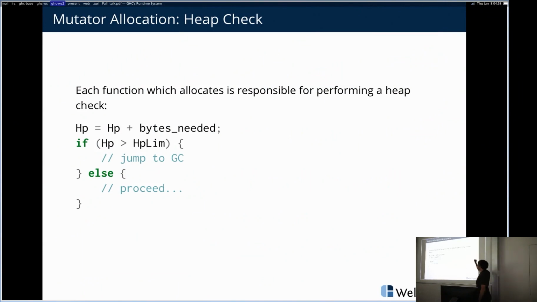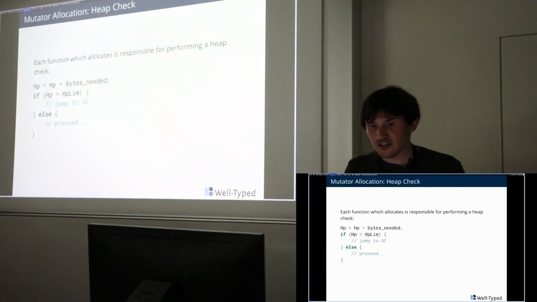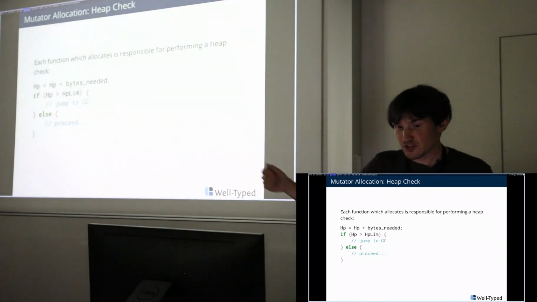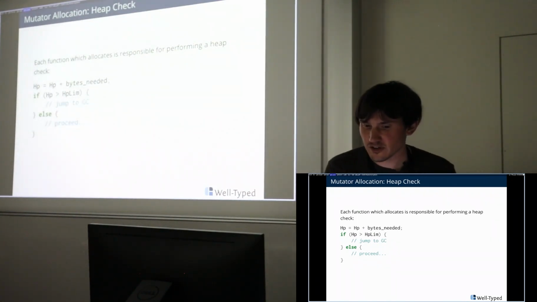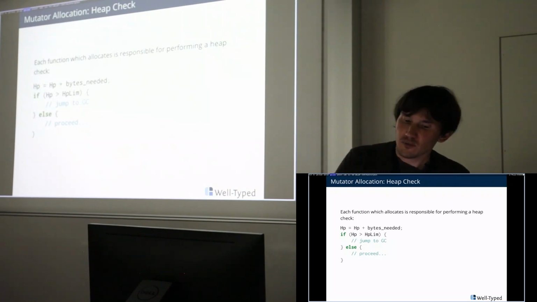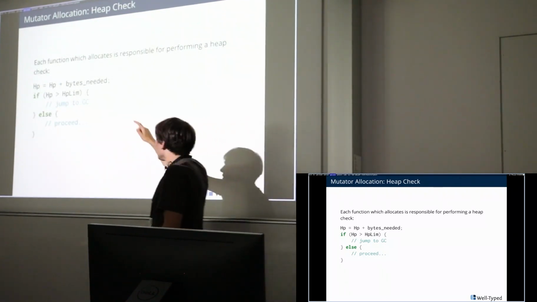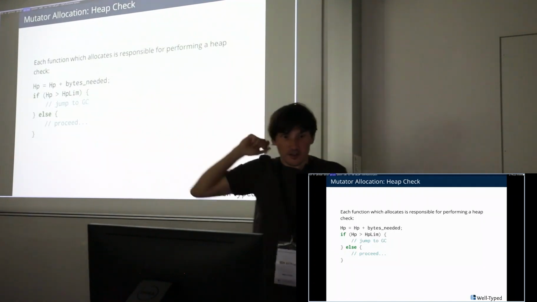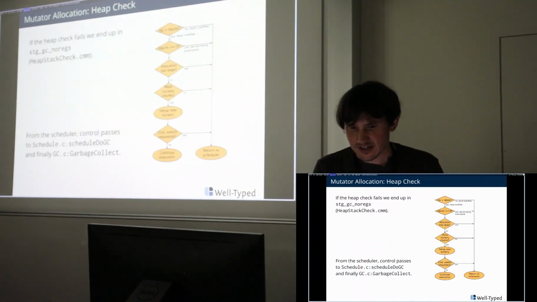So, mutator allocation. In the past, we saw that before performing an allocation, we first need to do a heap check, or similarly a stack check if we're going to perform stack allocation. And of course, we saw that this would take the form of something like this, right? We first add however much memory we need to the heap pointer of our STG machine. Then we check to see whether we're still within the bounds of our current heap chunk. We didn't actually look at what happened when we jumped to GC; that was left a bit vague. And now we're going to clarify that.